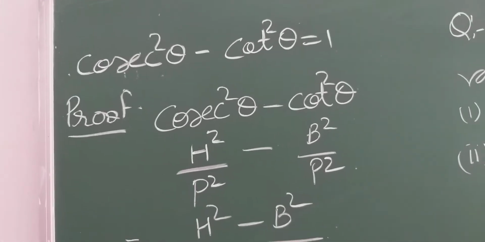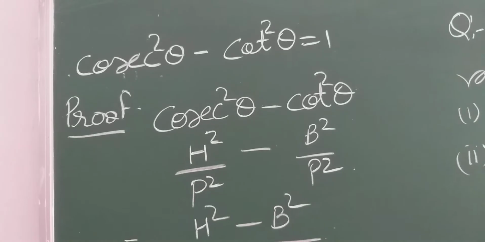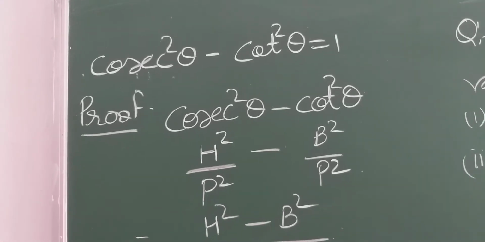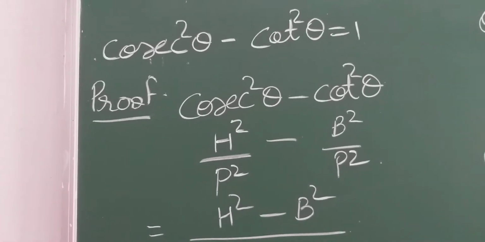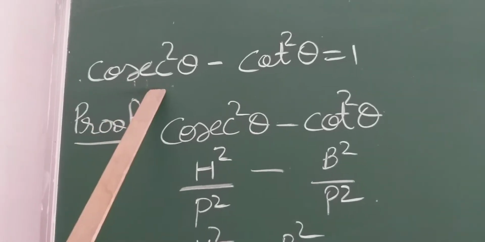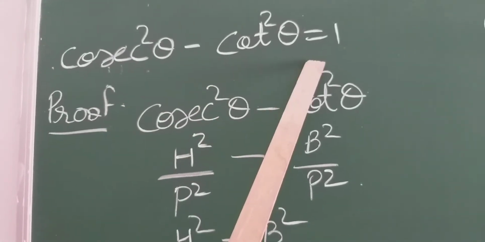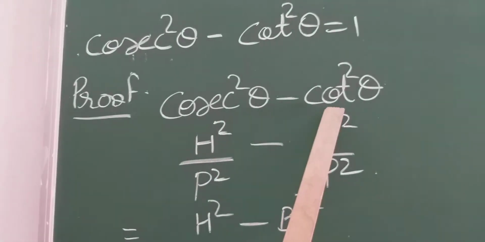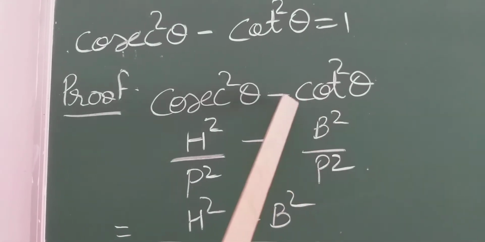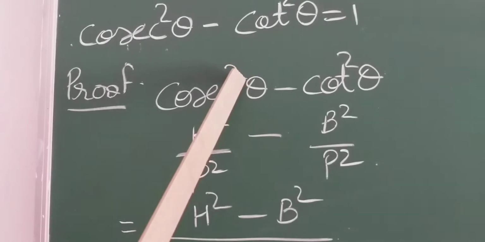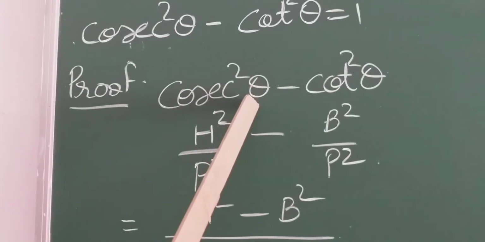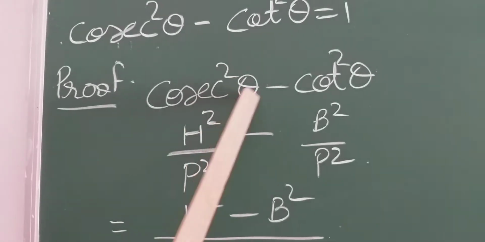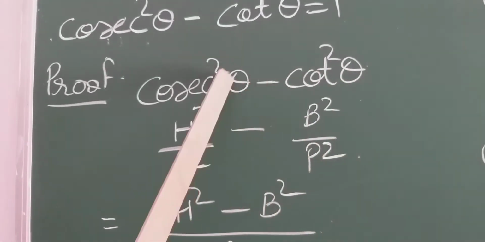Yesterday we proved some identities of trigonometric functions. Now students, we are going to prove the next identity: cosec square theta minus cot square theta equals 1. So cosec square theta minus cot square theta. Yesterday we had written cosec square A minus cot square A. So this is theta.